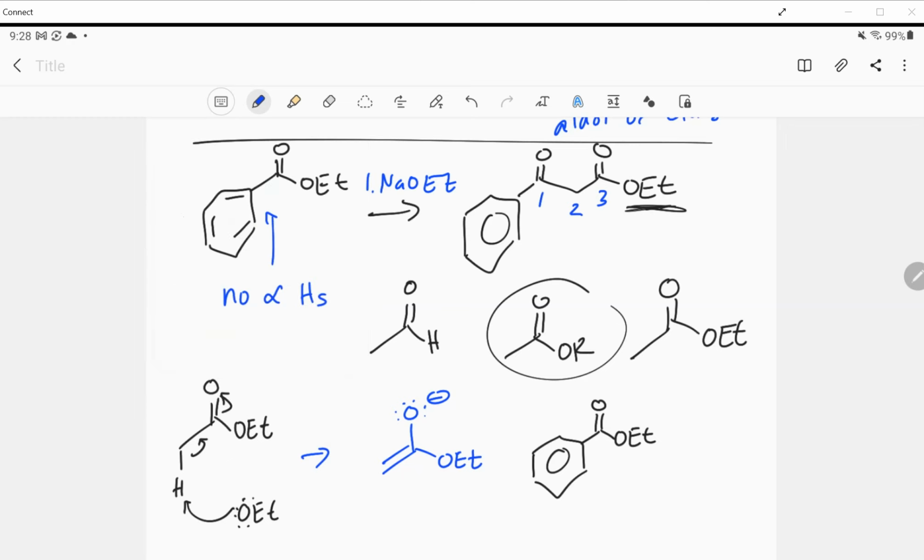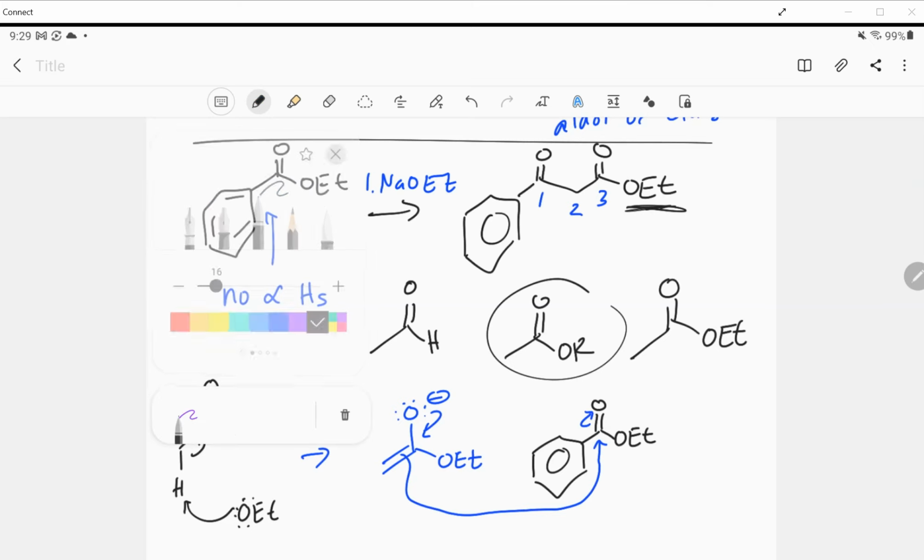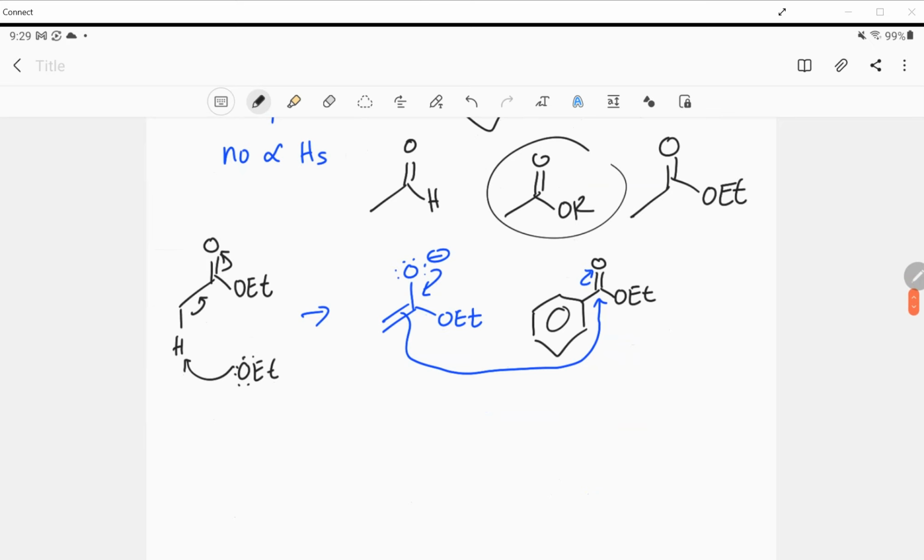I'll do my arrows in the correct color this time. Opens this up. And I'm going to just draw it on the other side if that's okay. So here's our benzene. We now have this alkoxide. We have the ester. And then now we have our 2 carbons that we've added. And the second one has the ester on it.